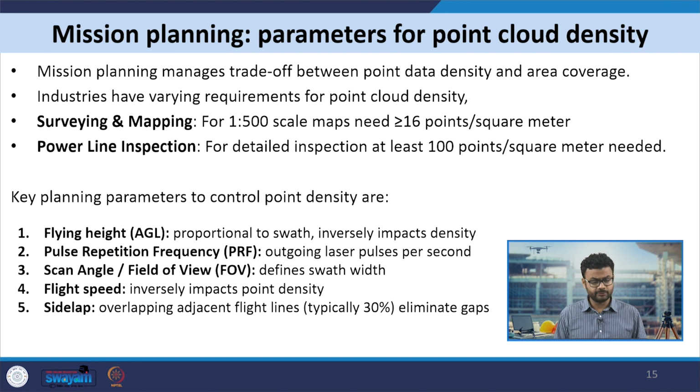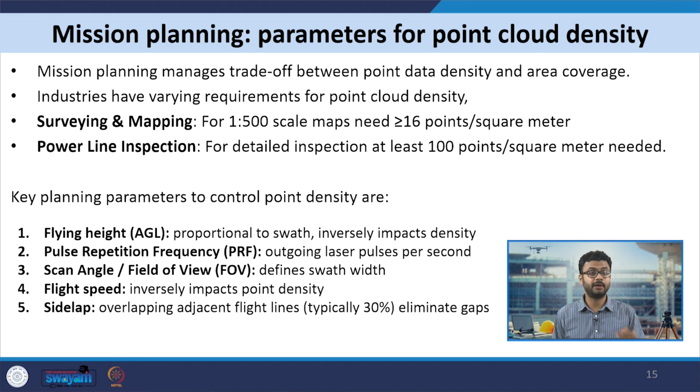So the first step is mission planning. The main goal of mission planning is to manage the trade-off between point data density and area coverage. Typically in a survey, we want to maximize the area that we can cover in a single flight. But industries also have their own requirements for point cloud density. For example, in surveying and mapping, for a 1:500 scale map, we need at least 16 points per square meter.